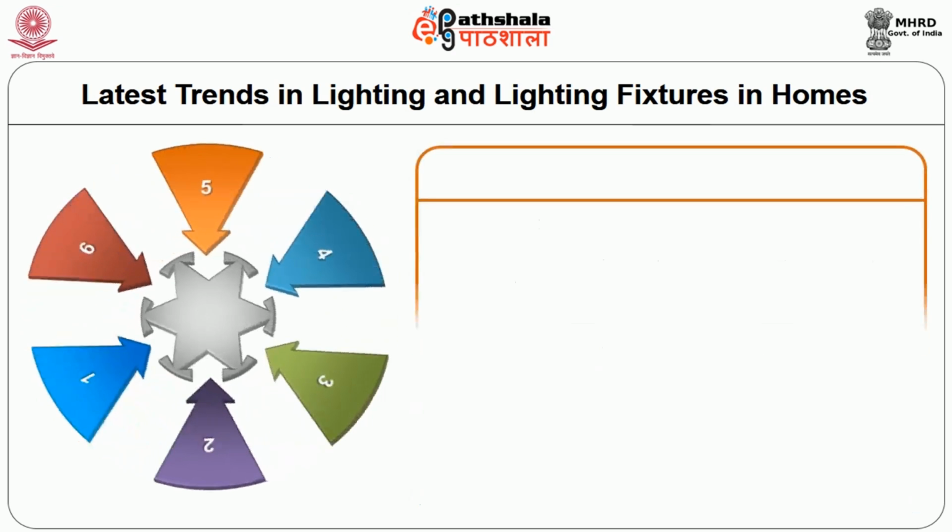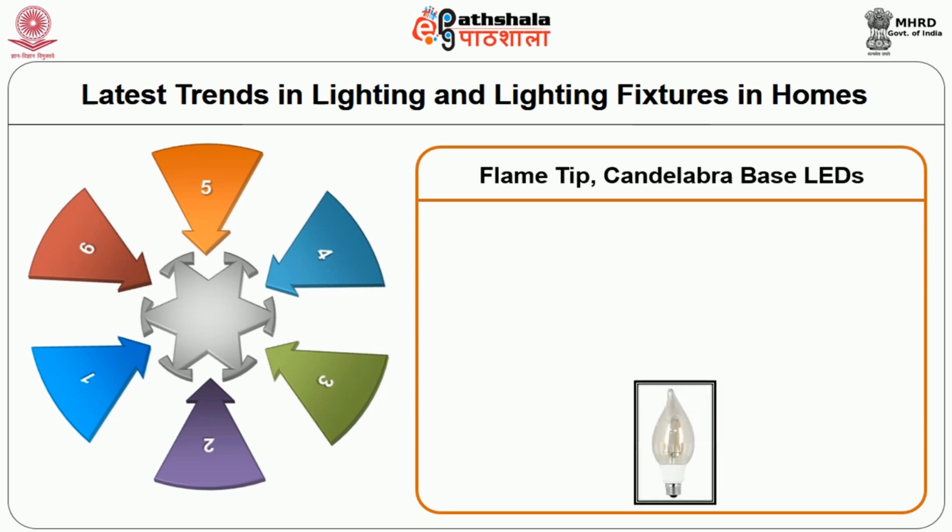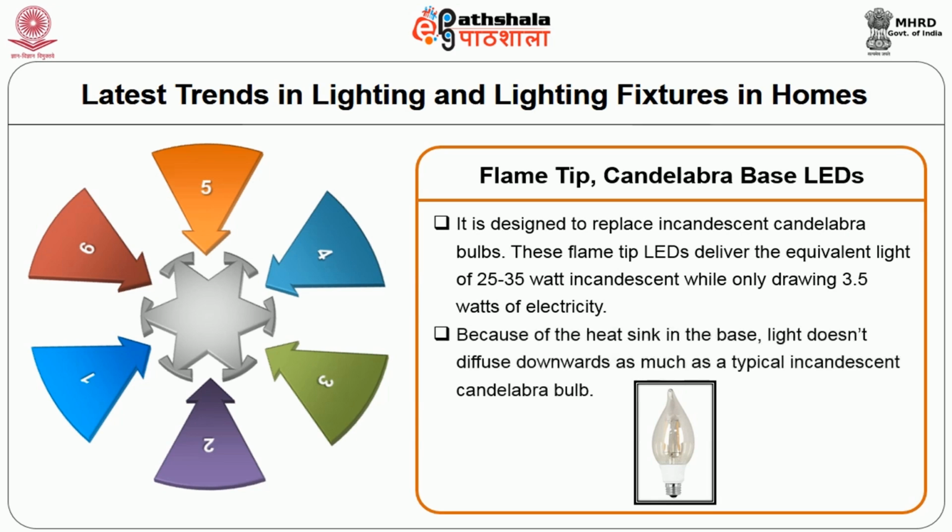Next one is flame tip candelabra base LEDs. This is designed to replace incandescent candelabra bulbs. These flame tip LEDs deliver the equivalent light of 25 to 35 watt incandescent while only drawing 3.5 watts of electricity. Because of the heat sink in the base, light doesn't diffuse downwards as much as a typical incandescent candelabra bulb.